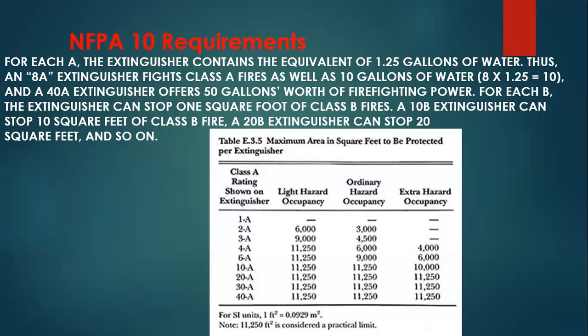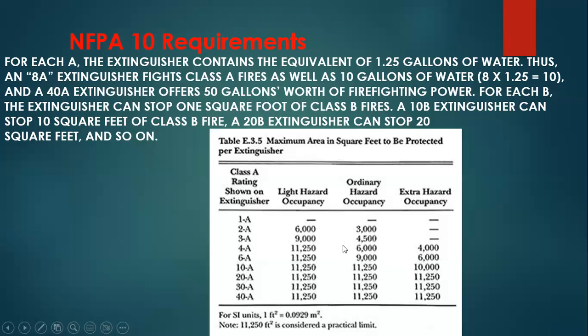So what does 2A mean? What is A? A is, you can see here, 1.25, which covers 10 gallons of water. So like this, 1A, 2A. A is 1.25, so multiply by 2 and you'll get the gallons of water. Then 6,000 for light hazard occupancy and 3,000 for ordinary hazard occupancy, the area to be protected.